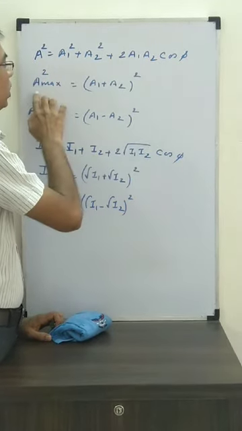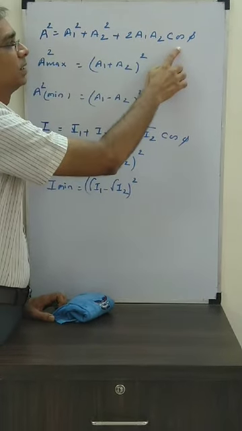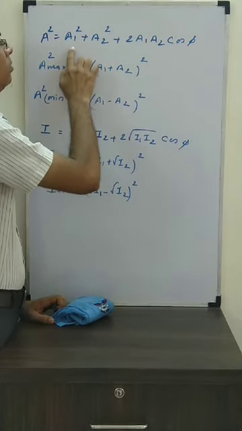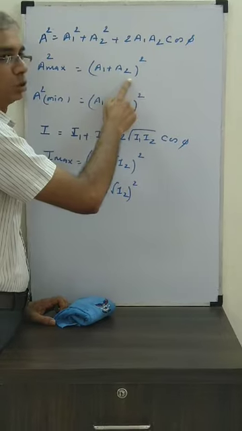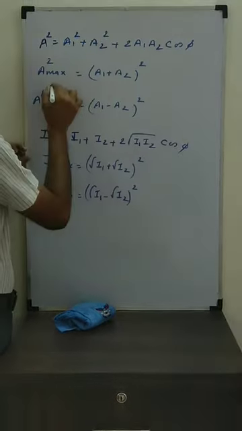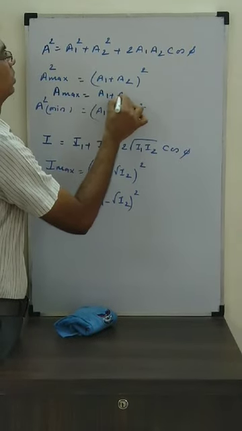So what will be the maximum amplitude over here? Maximum amplitude will be when cos phi is equal to 1. That means phi is 0. So what we will be getting? a1 square plus a2 square plus 2a1 a2, that is a1 plus a2 whole square, so A maximum will be a1 plus a2.